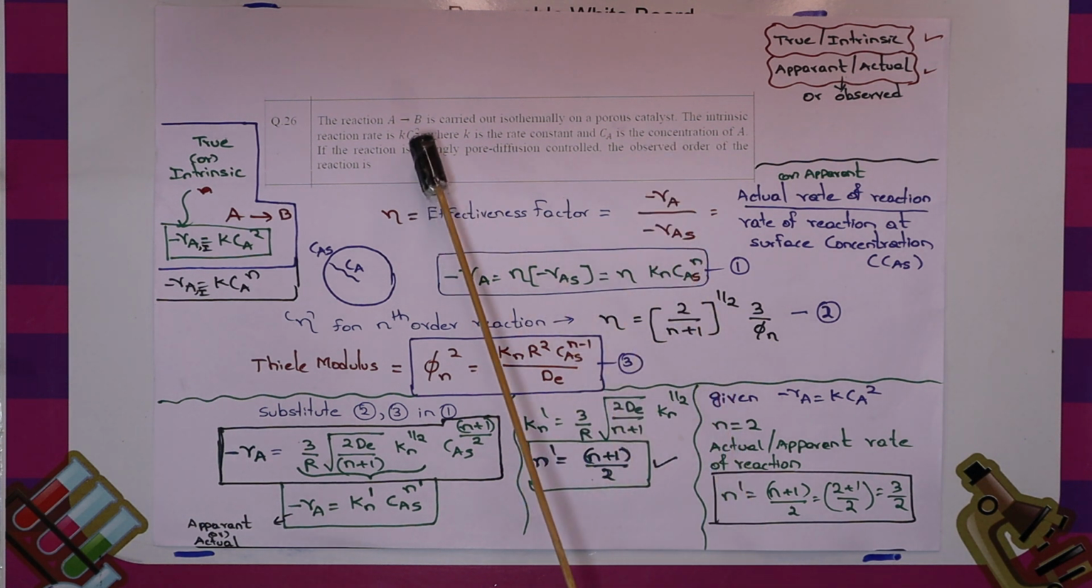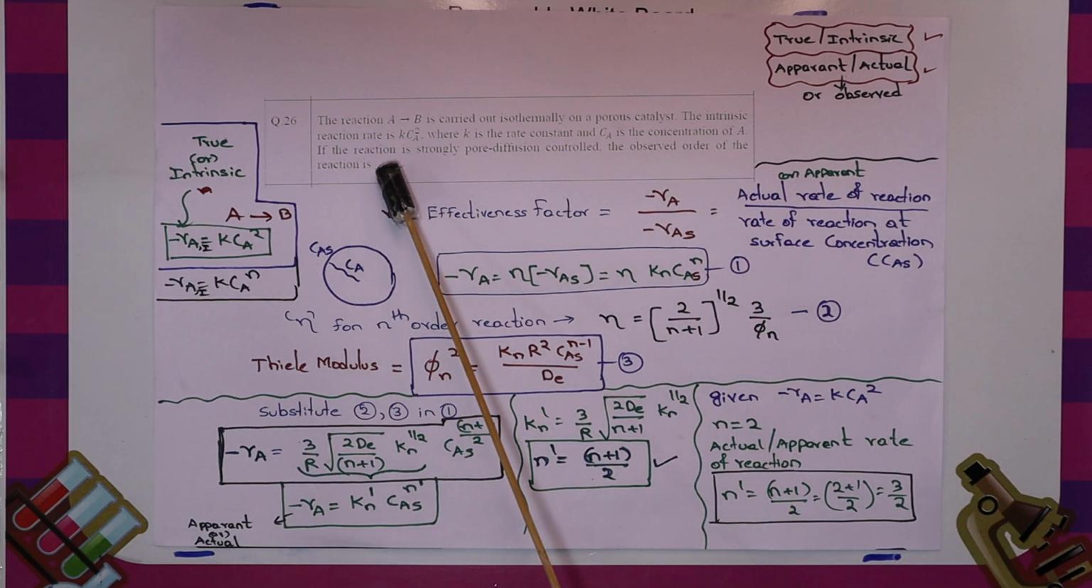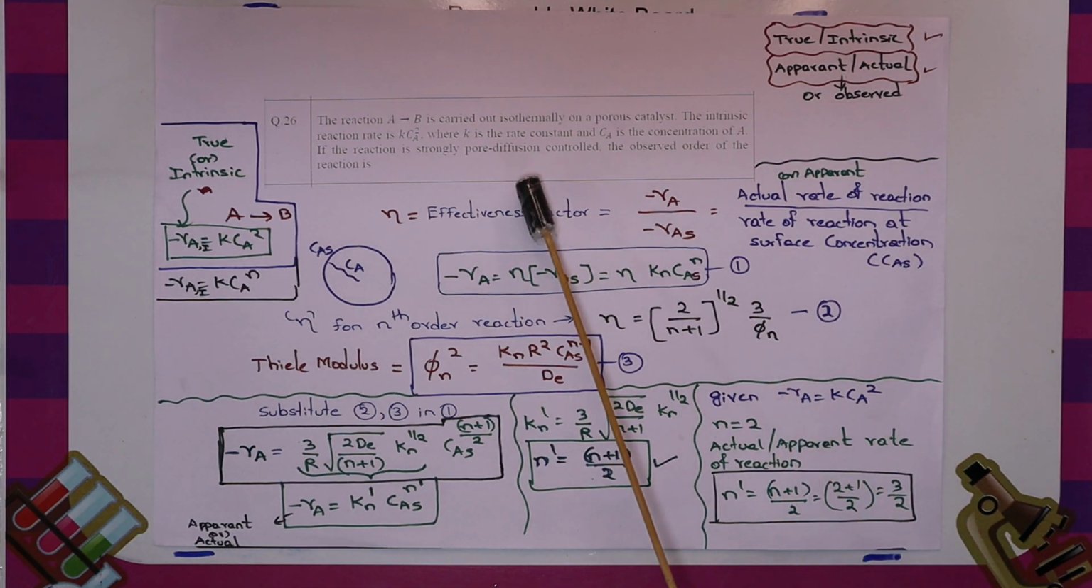If you know the true order of the reaction, which is (n+1)/2 with n equal to 2, and you plug in the numbers, the observed order of the reaction is 3/2. What is the actual order of the reaction? It is 2, but the observed order of the reaction is 3/2. This is the answer you are supposed to give for this kind of question. Thank you. Let us move to the next problem.